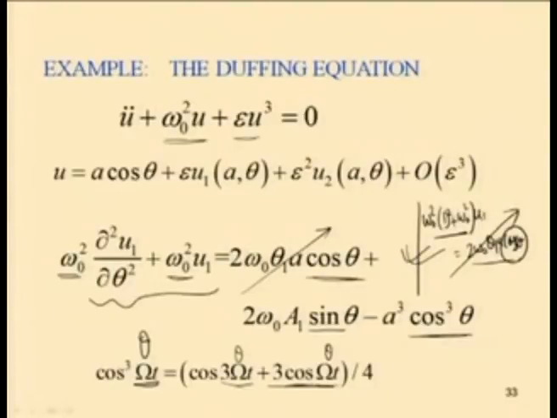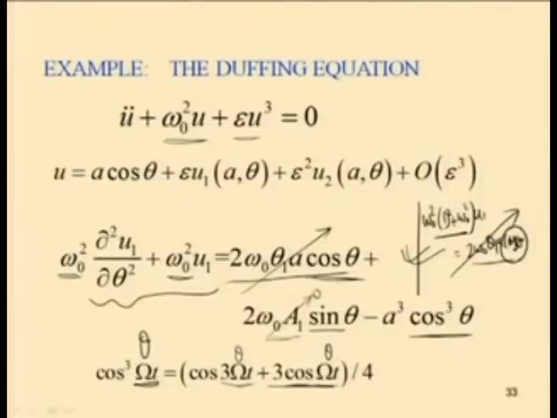So, to eliminate the secular term, we have to equate the coefficient of sin theta equal to 0 and the coefficient of cos theta equal to 0. So, by equating the coefficient of sin theta equal to 0, that means 2 omega 0 a 1 equal to 0. So, we have a 1 equal to 0. So, we got this condition that a 1 equal to 0. Otherwise, if we do not put a 1 equal to 0, one can find the solution to be infinite, which is not possible in a practical system. So, this term has to be eliminated, that means a 1 equal to 0.